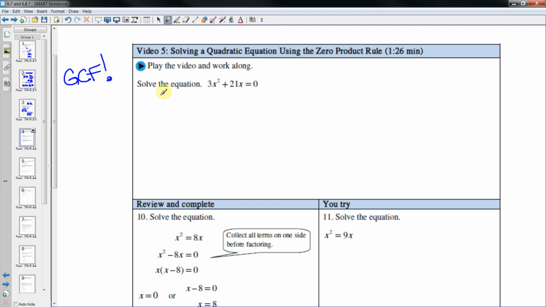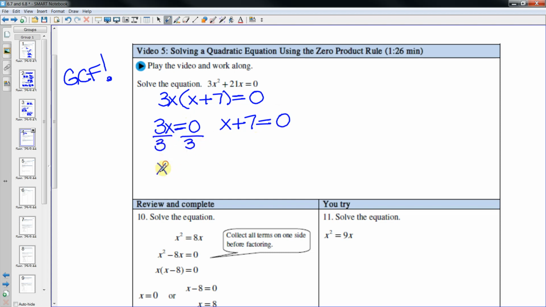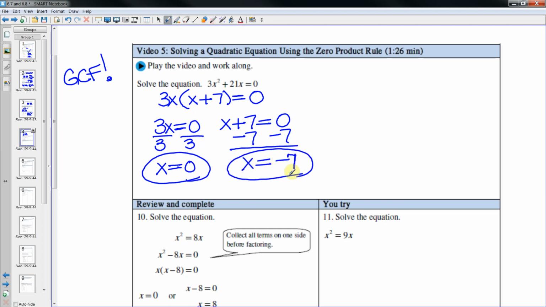So on this particular one, I could factor out a 3x, and that would leave me an x plus 7 in the parentheses. So you can see I've got two factors here because I do have an x with that 3. So I'm going to take 3x, I'm going to set him equal to 0. And I'm going to take x plus 7, I'm going to set that one equal to 0. So on this first one, if I divide by 3 on both sides, I still get 0 for an option. So there's an answer. On the second one, I'm going to subtract 7 from both sides and get a negative 7 for my other answer. So you're not always going to factor by finding factors of the last term that add up to the middle. Sometimes it's a GCF.